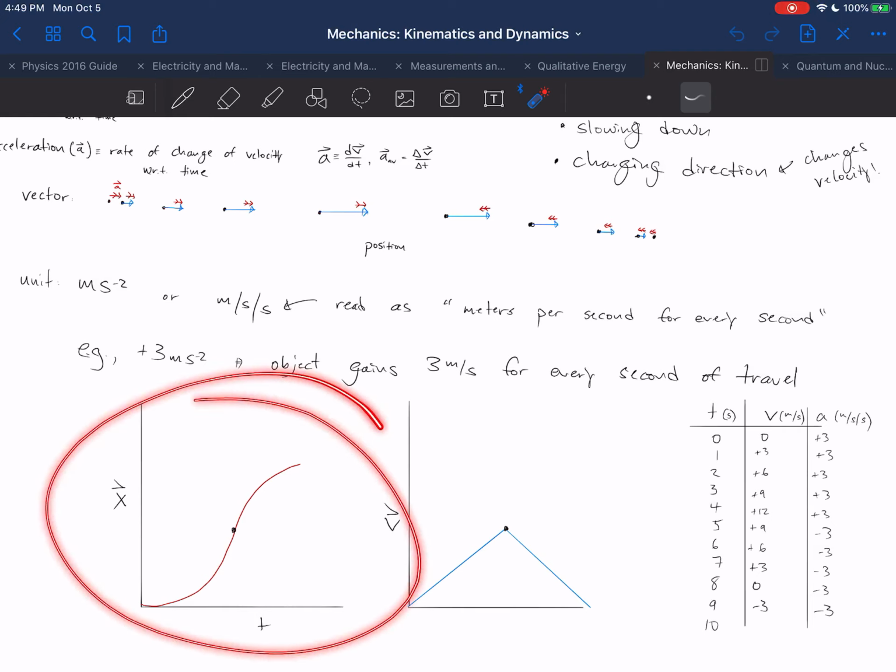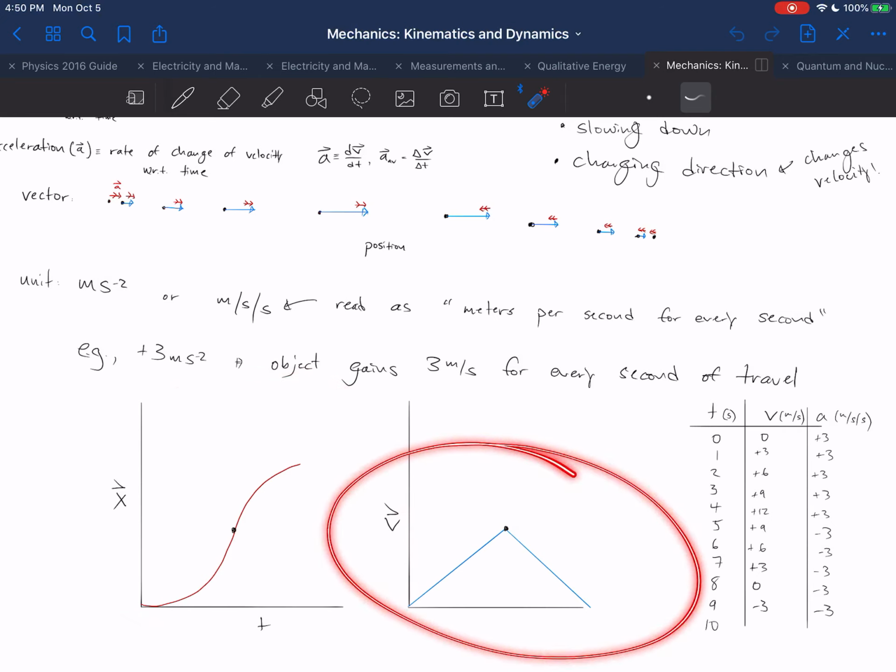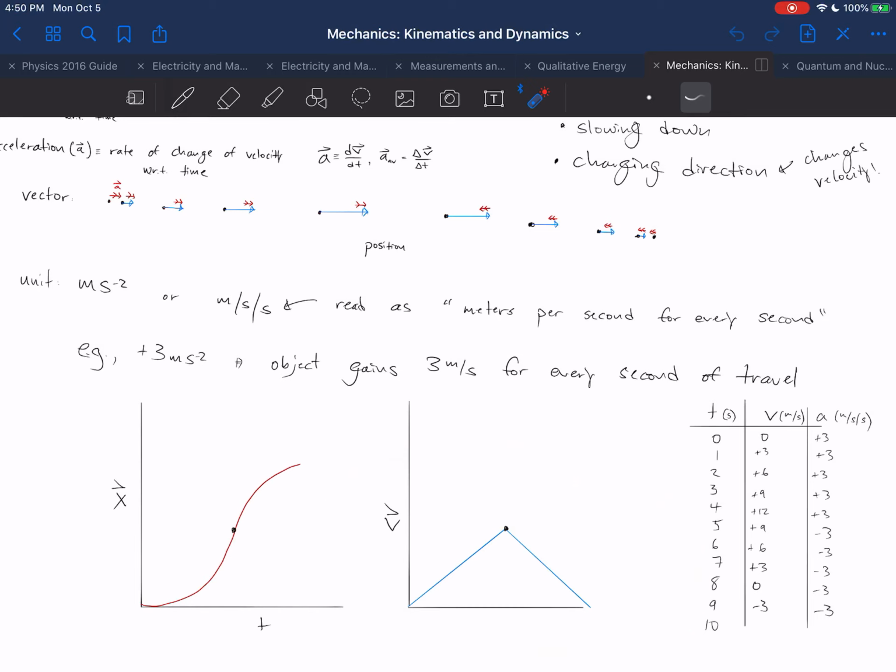Notice that if we're plotting position versus time or velocity versus time, you can see that we're speeding up in this region for position versus time and then slowing down, finally coming to a stop. And here we have a high positive velocity going faster, going faster, and then slowing down, slowing down.